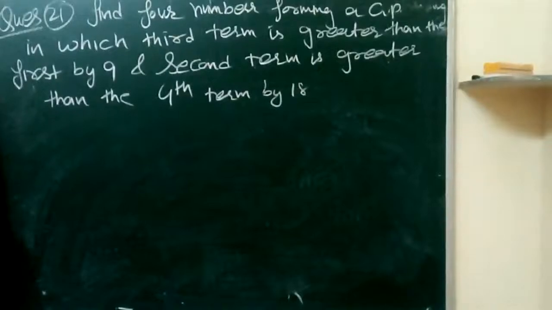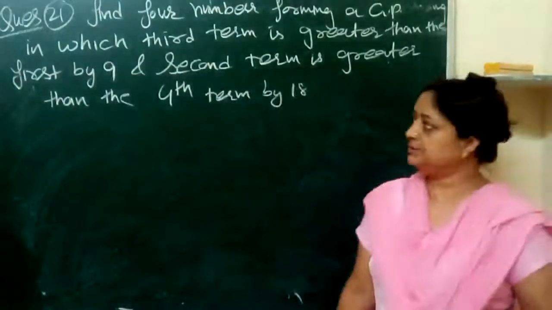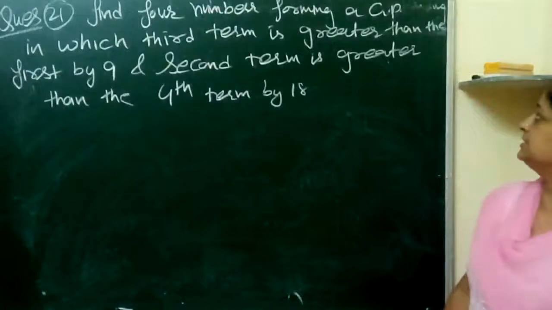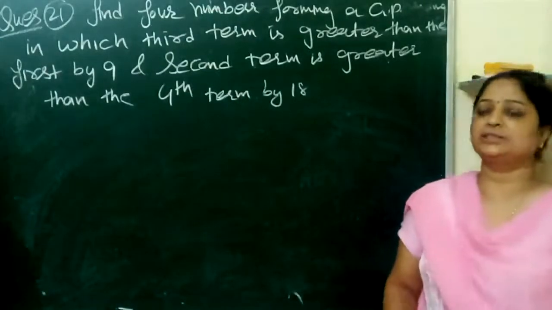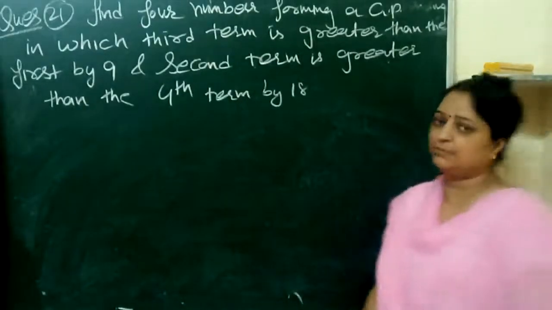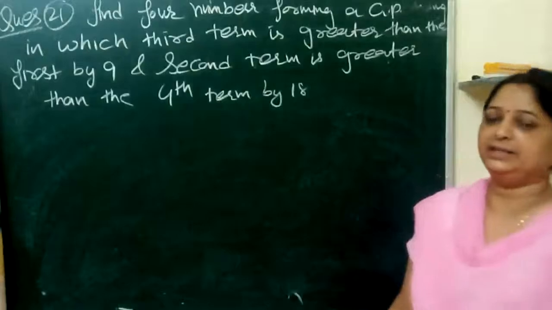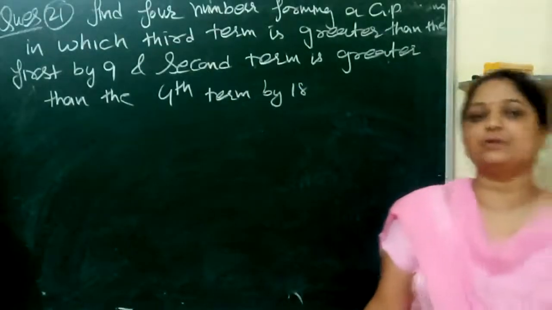Now come to question number 21. In question number 21, find 4 numbers forming a GP. You have to find the 4 numbers in which the third number is greater than the first by 9, and the second number is greater than the fourth term by 18. And you have to find the 4 terms. How can we find the 4 terms?